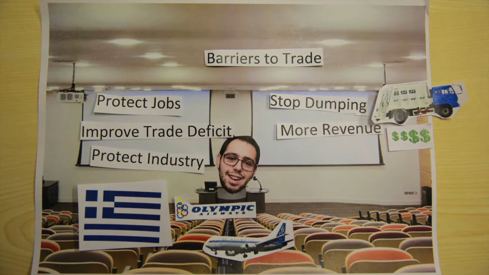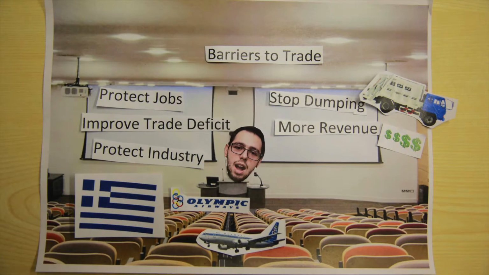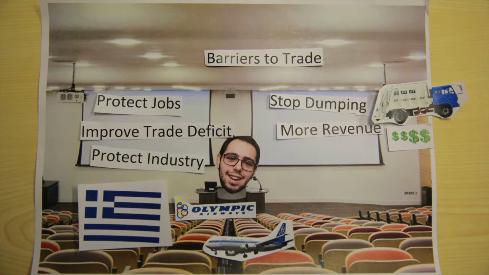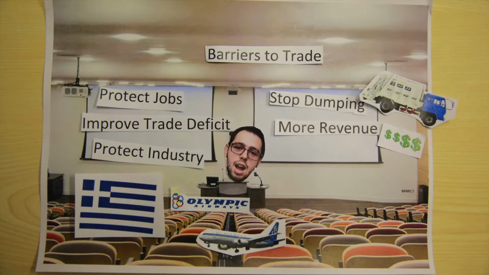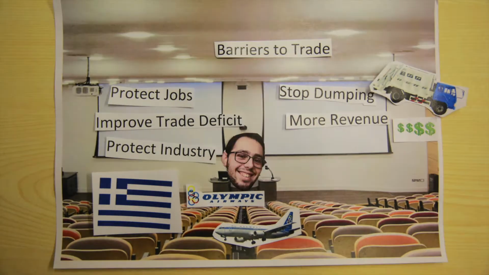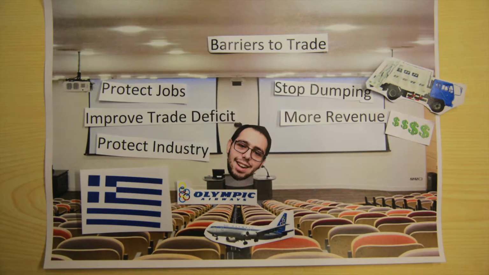Furthermore, trade barriers protect from dumping. Dumping is when imports are sold at below world average cost. Finally, it provides more revenue. Governments gain extra revenue by imposing tariffs, which are taxes on imports.